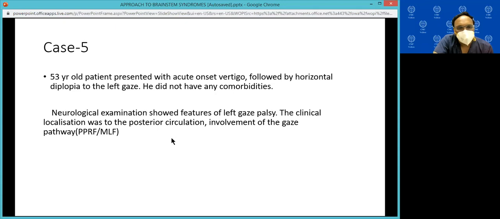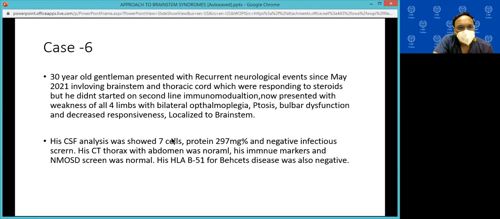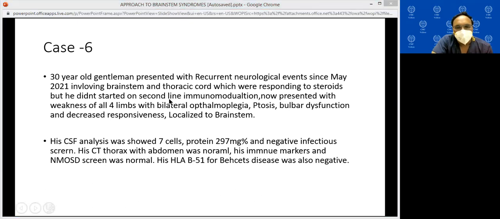Coming to case 6, a 30-year-old gentleman presented with recurrent neurological deficits since 2021, involving the brainstem and thoracic cord, which were responding to steroids, but he was not started on second-line immunomodulation. He presented with weakness of all 4 limbs with bilateral ophthalmoplegia, ptosis, bulbar dysfunction and decreased responsiveness. Bilateral ophthalmoplegia and ptosis mean the midbrain, bulbar means the medulla, and decreased responsiveness is due to the reticular activating system. So all is localized to the brainstem.